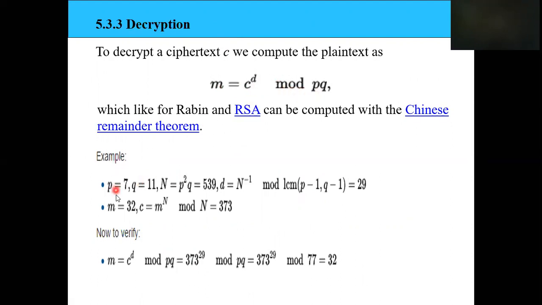Let us take one example. Say we select p is 7 and q is 11. We calculate n, which is p² times q, which is 539, and calculate d, which is the inverse of 539 mod LCM of p minus 1 and q minus 1, that is the LCM of 6 and 10.